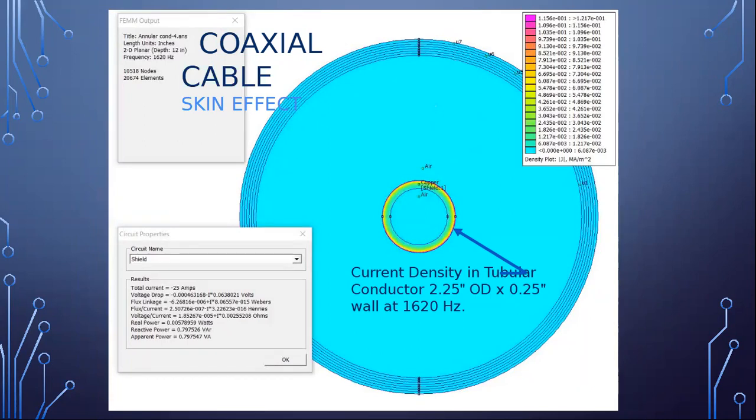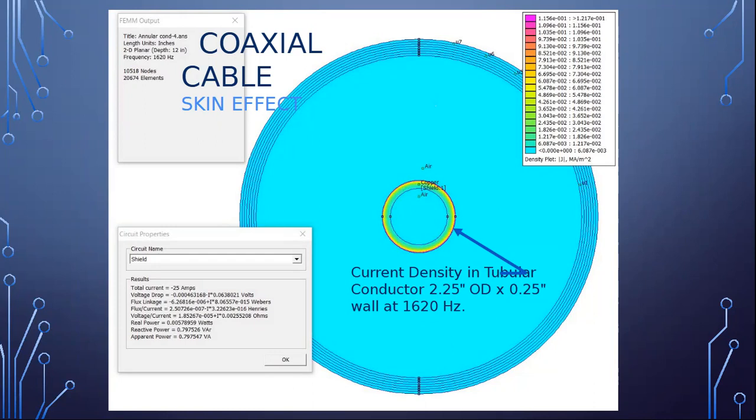I've left some other information in here about the model. You can see that there's air on the inside. The material used for the conductor is indeed copper. And there's air on the outside of that, and that air goes all the way out to the boundary conditions on the model. And we still have 25 amperes. We've gone to 1620 hertz.